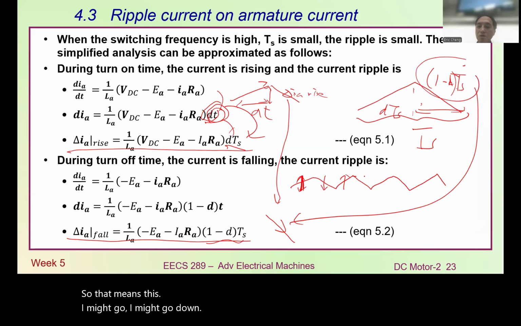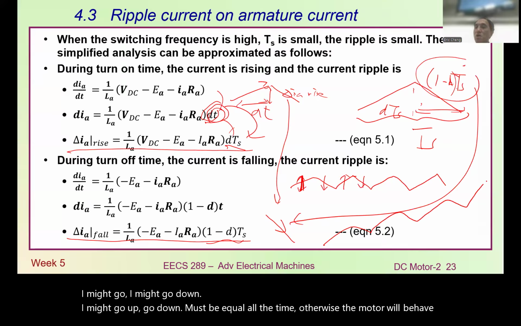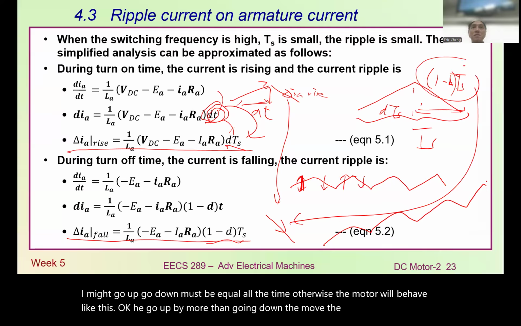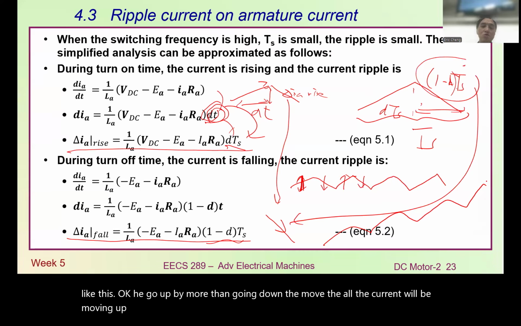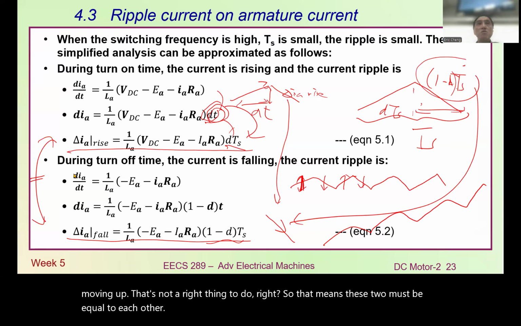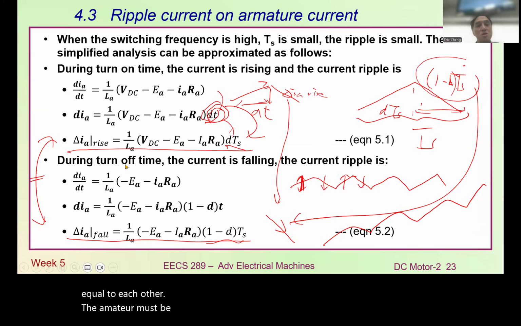The amount going up and going down must be equal all the time. Otherwise, the motor will behave like this. If going up is more than going down, all the current will be moving up. That's not a right thing to do, right? So that means these two must be equal to each other. The amplitude must be equal to each other during the stable condition.